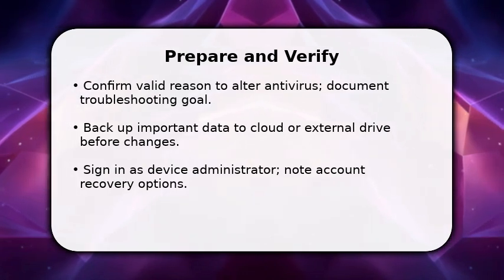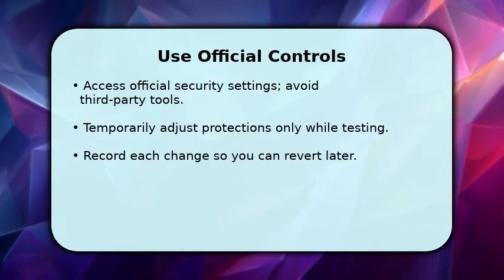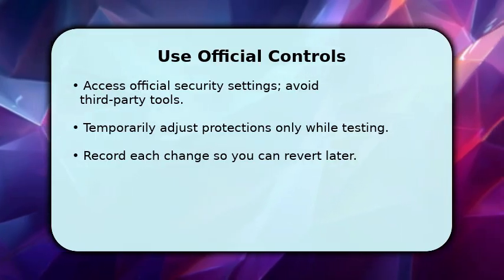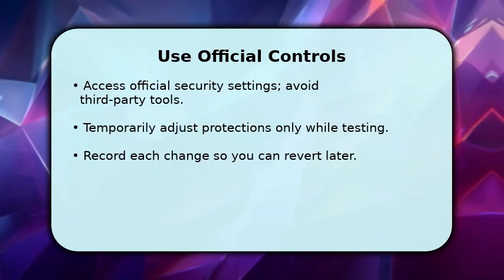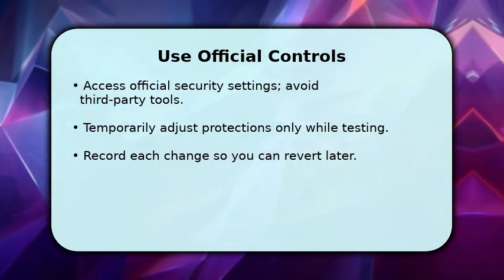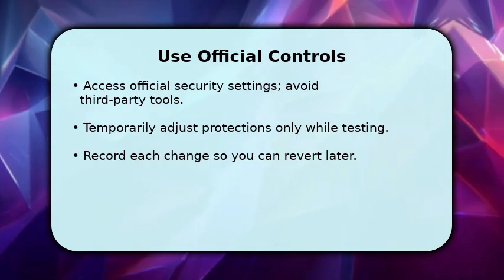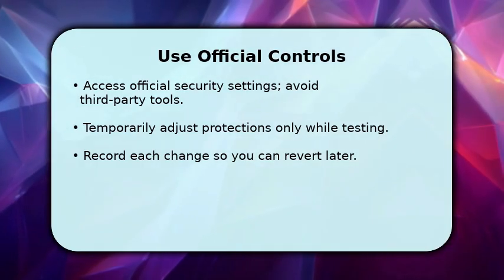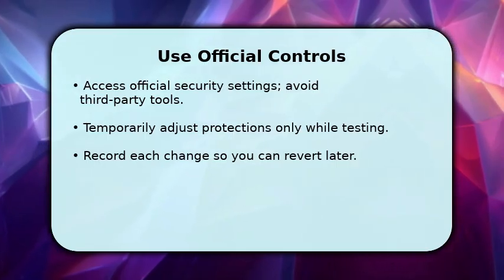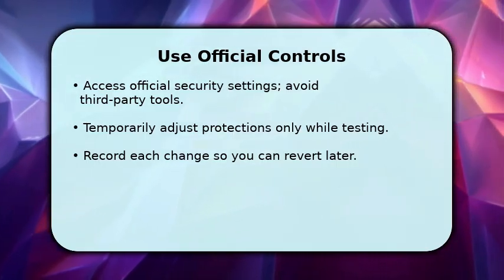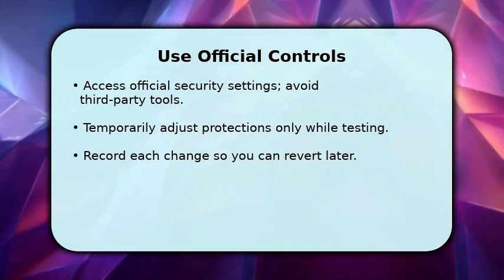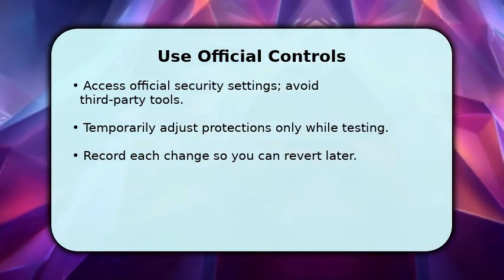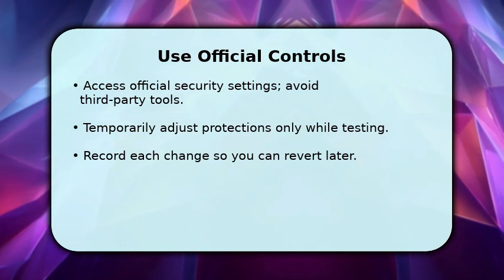Next, use only the system's built-in security controls or the official Google support flow. Do not install unverified tools. Make temporary adjustments, then test the exact behavior you need to observe. This reduces exposure. While you change settings, log every step and the time you made the change so you can undo it precisely. If you encounter prompts or warnings, pause and consider contacting official support. This controlled approach lets you achieve your goal without unnecessarily compromising the device.